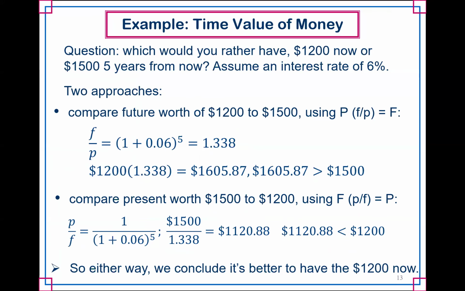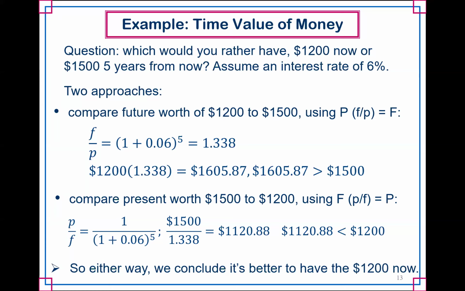So how about checking for equivalency now? So we have $1,200 now, or you can get $1,500 5 years from now. So you're going to assume that the going interest rate today is 6%. So you can do two different approaches. You can find the future worth given the present. So our find an F given a P calculation results in 1.338. We multiply that by our current principal, and we end up with $1,605.87, which is greater than $1,500.